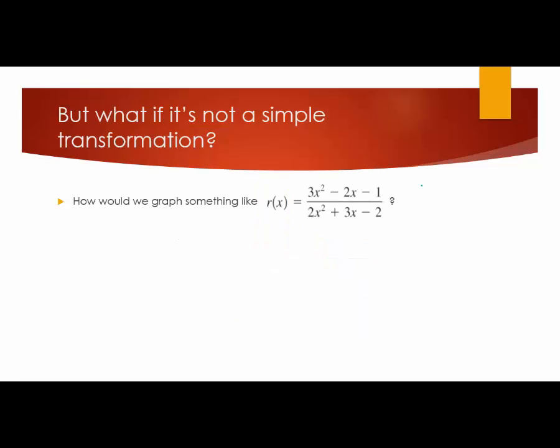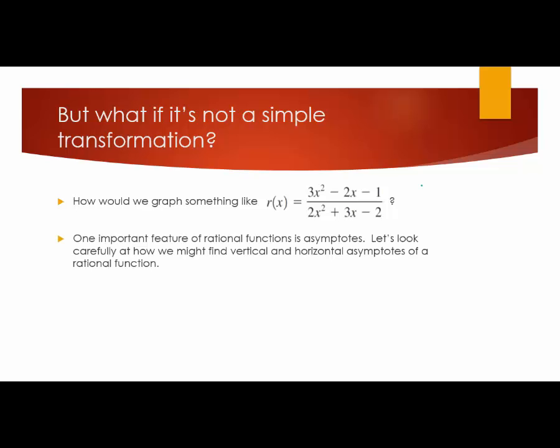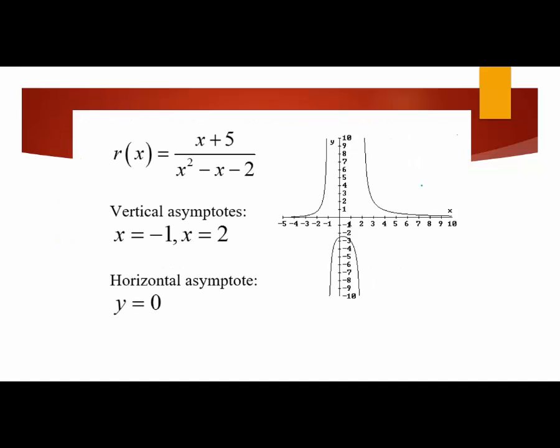Well, that's nice, but what if it's not just a simple transformation? A rational function is any polynomial over polynomial. So how would we graph something like this function, r of x? Certainly, as we're discovering, one important feature of rational functions is asymptotes. And let's look more carefully at how we might calculate those given an equation. Here's an example. I've already given you the vertical and horizontal asymptotes.